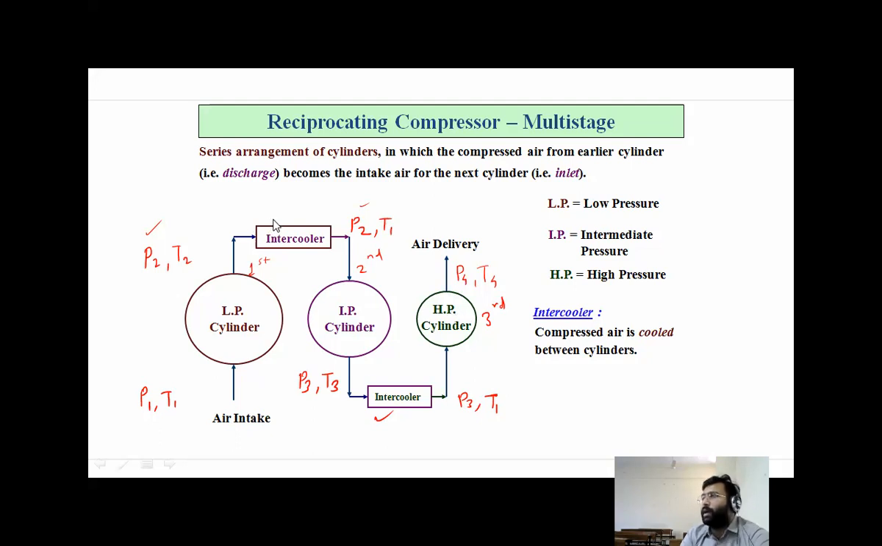Okay. Series of arrangement of cylinders in which the compressed air from earlier cylinder, that is discharge, becomes the intake air for the next, that is intake. LP is low pressure, then intermediate pressure, and high pressure. Intercooler: compressed air is cooled between the cylinders at constant pressure. So draw this diagram and show this also. This is very important. So draw this schematic.